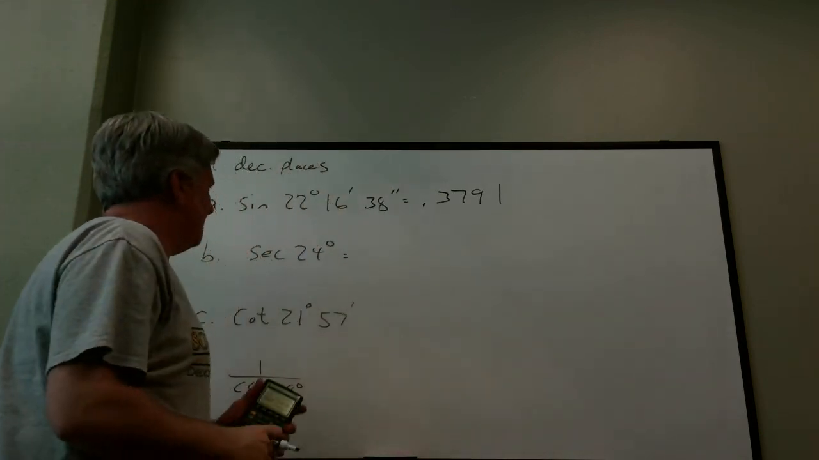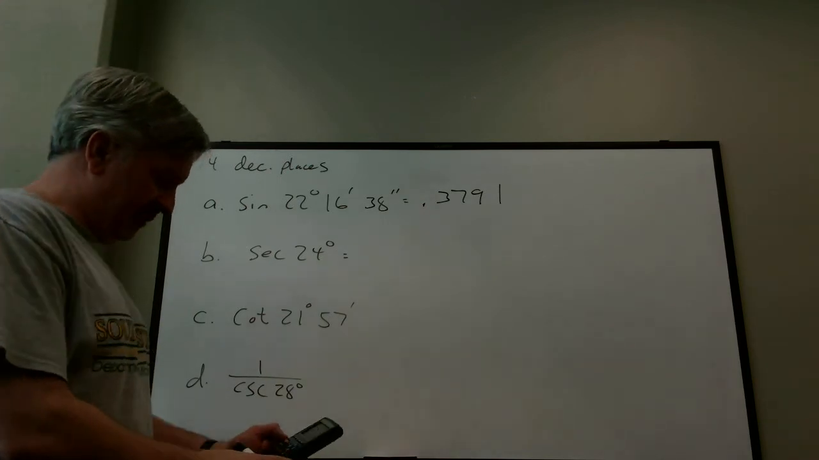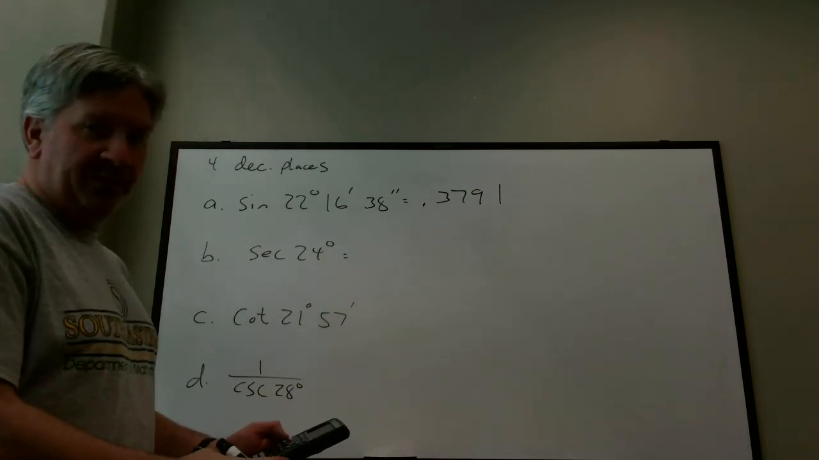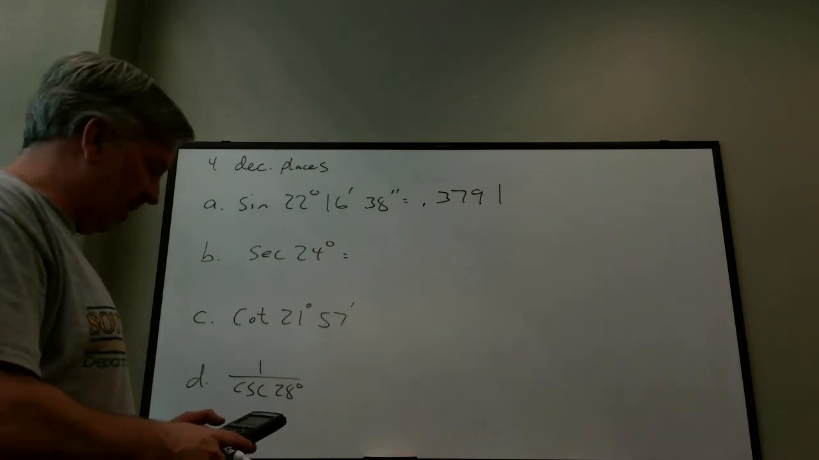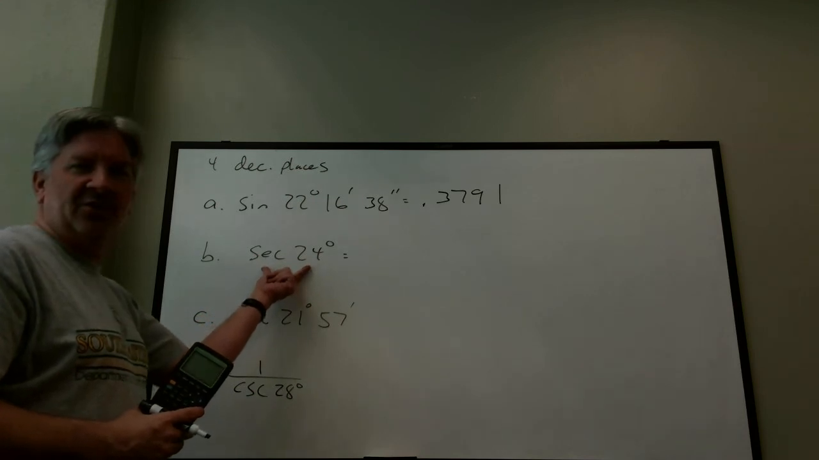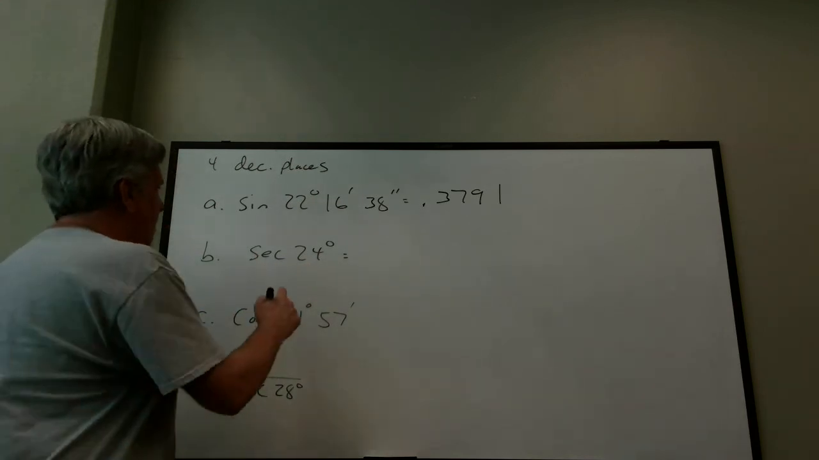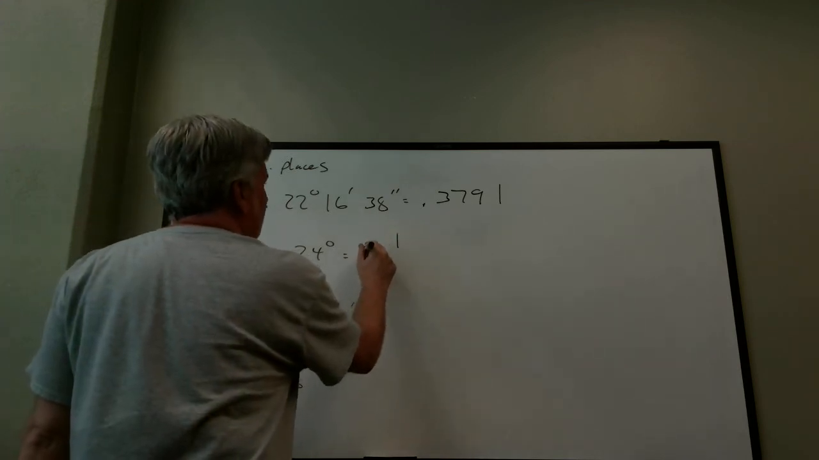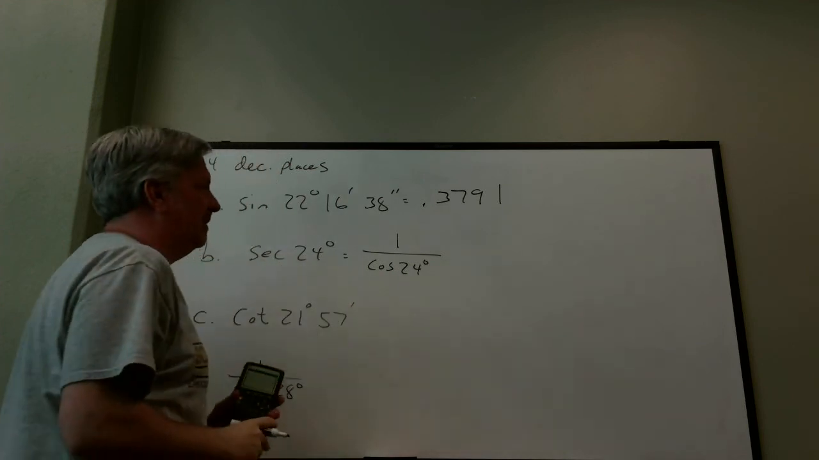Now the next one says secant of 24 degrees. Well, again, if you look at your calculator, you probably don't have a secant button. I do not. I have sine, cosine, and tangent. Well, we don't need a secant button, because can't we rewrite secant in terms of one of the 3 trig functions that I have buttons for? Sure. Secant of an angle, secant's a reciprocal of cosine. So this is 1 over cosine of 24 degrees.